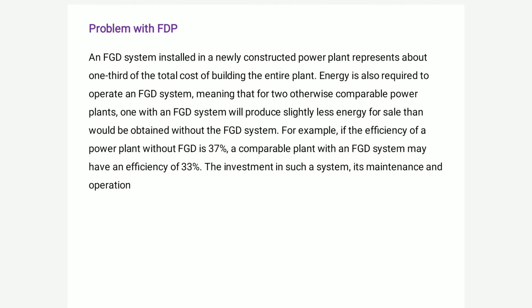For example, if the efficiency of a power plant without FGD is 37%, a comparable plant with an FGD system may have an efficiency of 33%. The investment in such a system, its maintenance and operation.